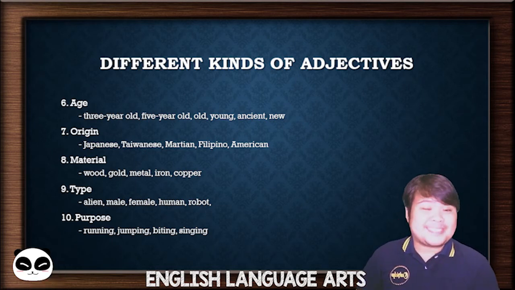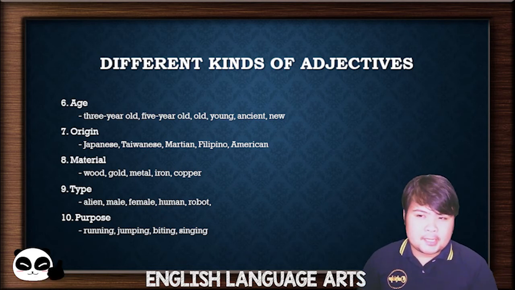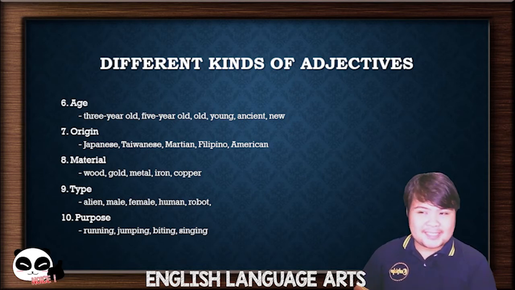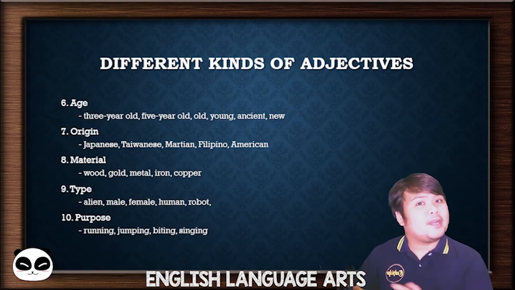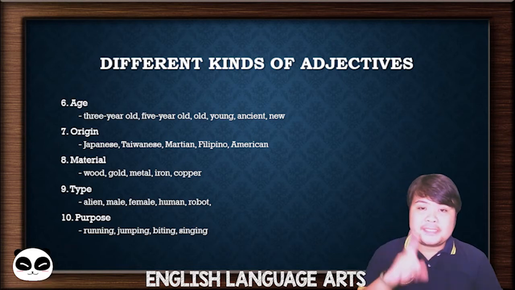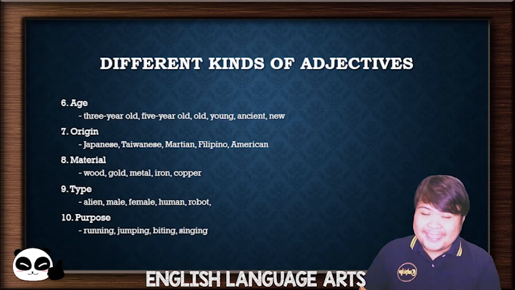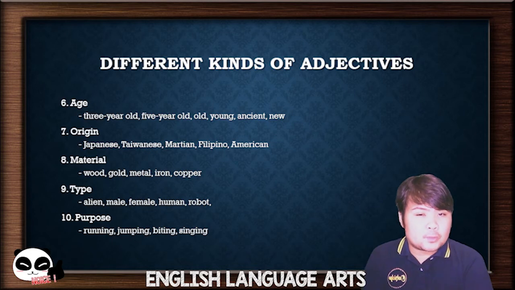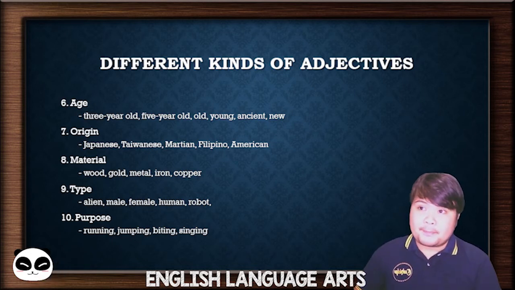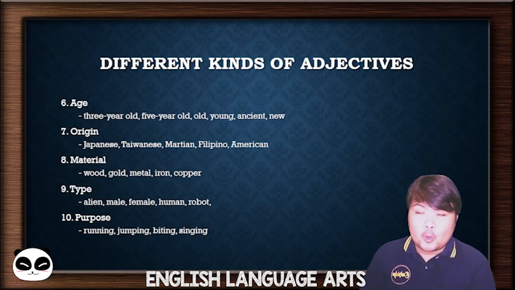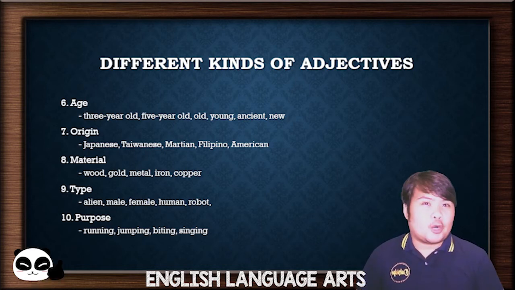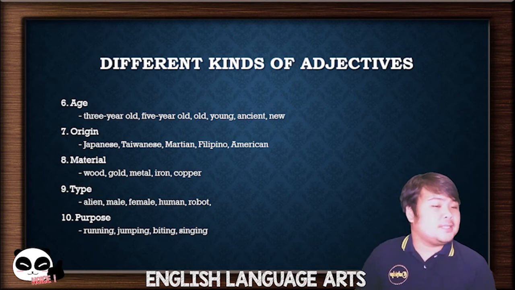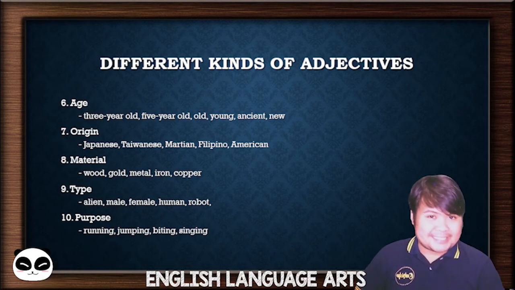The 9th will be type. Type is different. When you say type, these are adjectives that are nouns. Yes, they are nouns, but they are used as adjectives. Take, for example, alien. When you say alien, you could say, oh, that's a noun, alien, aliens. But you could also use that word alien as an adjective. Take, for example, alien spaceship or alien food, right? Or alien costume, alien image, alien icon. These are different nouns that are used as adjectives.